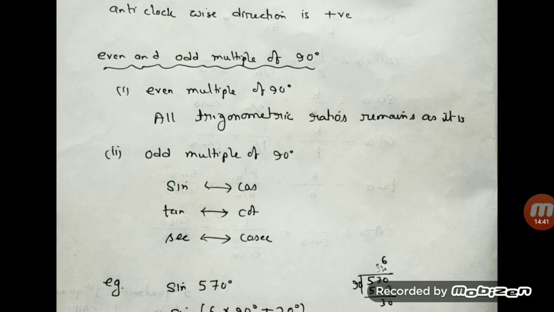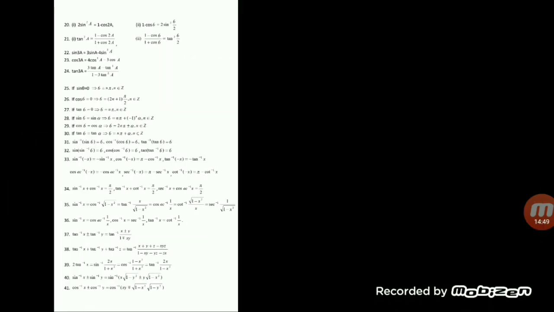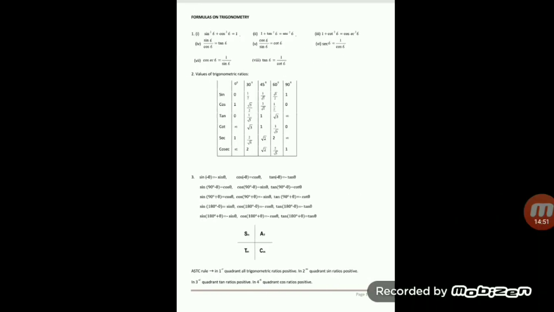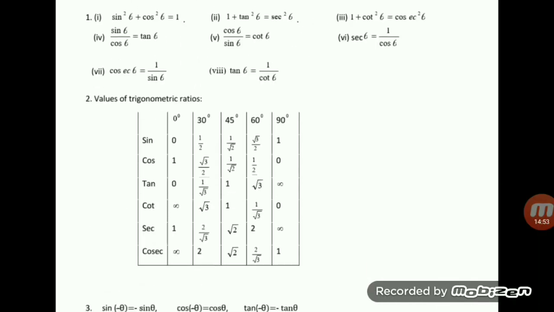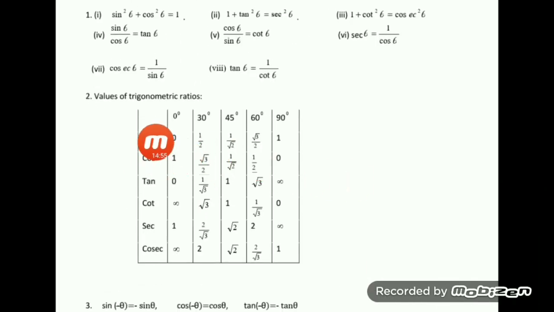Actually, where and when do you have to use these things? You know the values of trigonometric ratios for different standard angles. Okay, I had given these values also. Just see. These standard angles are known to you. Sine 0 degree, 30 degree, 45, 60, 90.